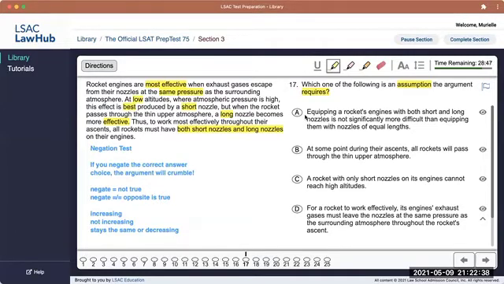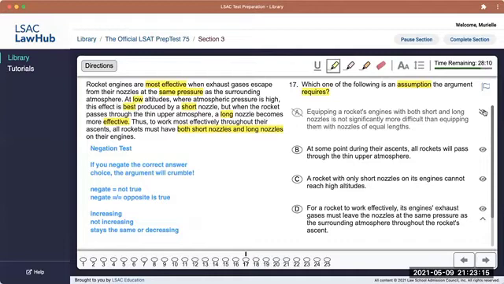A: equipping a rocket's engines with both short and long nozzles is not significantly more difficult. Now, the difficulty of it is not really the issue. The condition here is what is going to make it work most effectively. That's the goal, to work most effectively. Whether it's difficult to do it or not, the ease of making that happen is irrelevant to the question of what would be the most effective outcome. So that has to be eliminated.